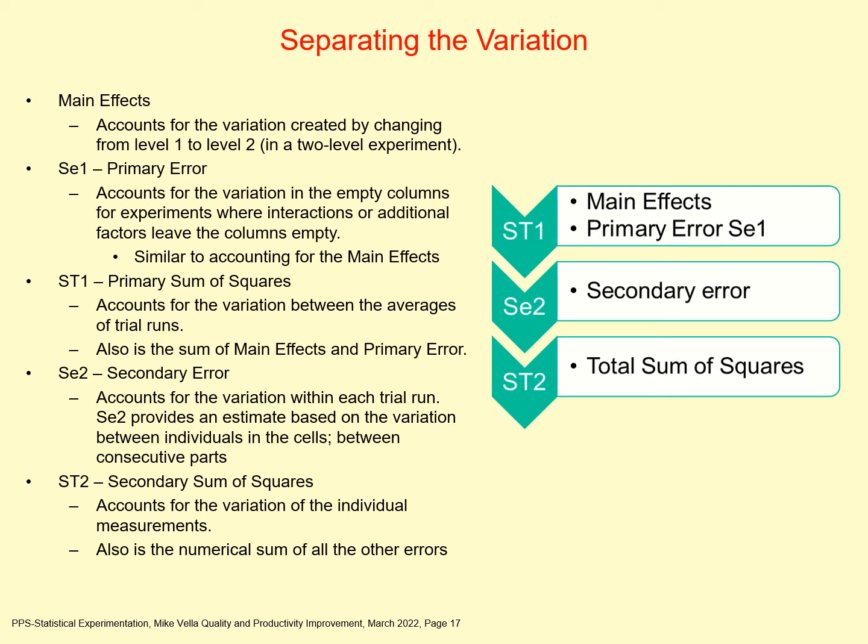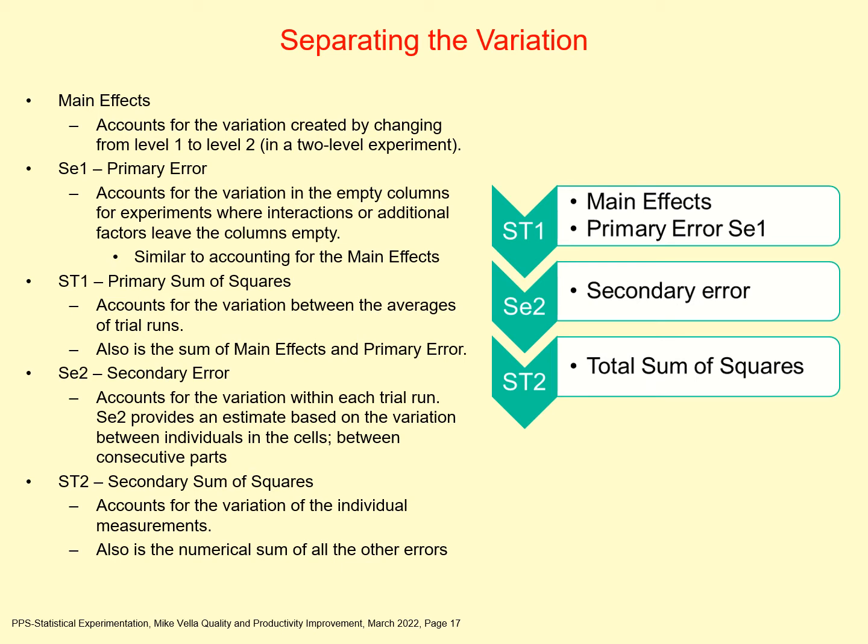SE1 is primary error, and that accounts for the variation in our empty columns. In this case, we have a 7-column experiment, we have 2 empty columns, and so we need to account for that variability. SE1 accounts for that, and the calculation for it is similar to how we account for the main effects. The sum of main effects and primary error equals what we call ST1, or the primary sum of squares, and that accounts for the variation between the averages of the total runs. Also, as I mentioned, it is the sum of the main effects and primary error. We don't use ST1 in terms of any F calculations. It's used just to check our arithmetical work.